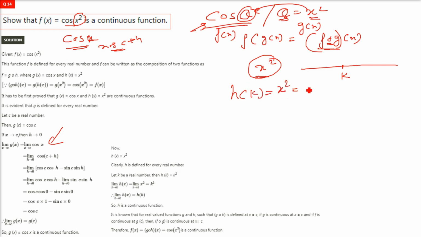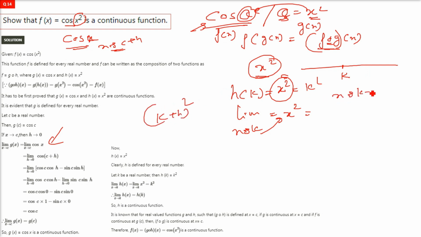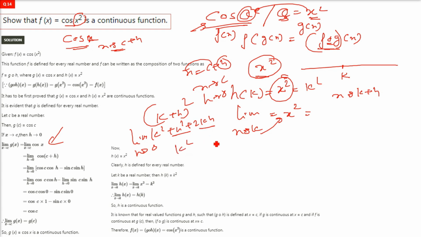So h(x) is x², so h(k) will be k². Now when x is approaching k, the limit as x tends to k of x², what do you get? You can replace x by k + h. Then x² becomes k² + h² + 2kh. Now apply the limit as h tends to 0. x is c plus h, which we just saw. It can be c, it can be k, I am using them interchangeably. So h² and 2kh will be 0, so it will be k² only.